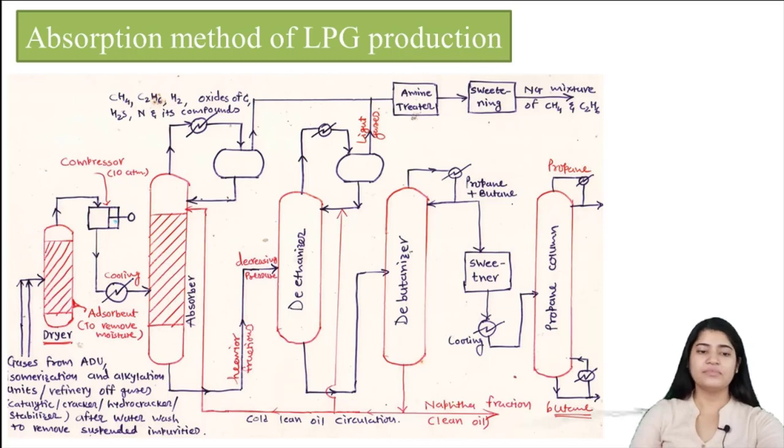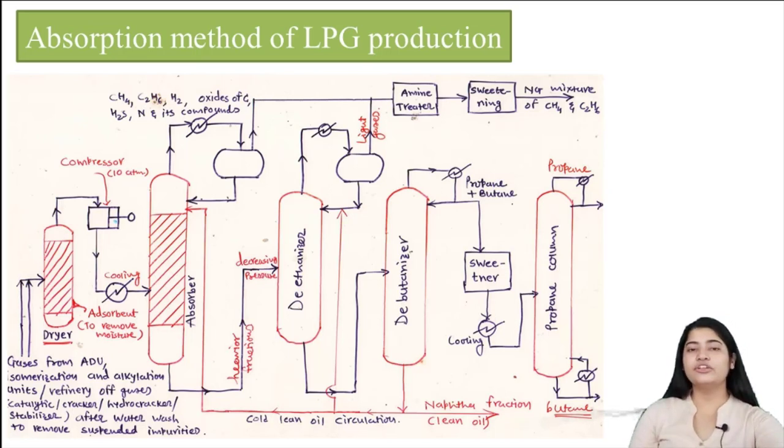They are washed and then sent to a dryer. After that, this dried gas is compressed. Up to what pressure? Up to 10 atmospheres. After this the compressed gas is chilled. After chilling it is sent to the absorber column, where you use cold lean oil as the absorption media. Light gases like methane, ethane, oxides of carbon, hydrogen sulfide and nitrogen and its compounds are not soluble in this oil.